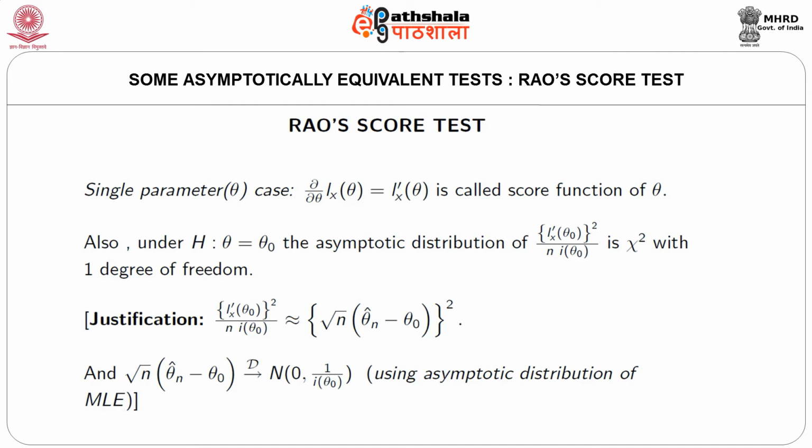As the justification of this asymptotic result, we already know that small lx prime theta naught whole square by n times I theta naught is asymptotically equivalent to root n times theta n hat minus theta naught whole square times I theta n hat. Also we know that root n times theta n hat minus theta naught converges in distribution to normal with mean 0 and variance 1 by I theta naught, which is the asymptotic distribution of the maximum likelihood estimator. Hence, the asymptotic distribution is directly justified.